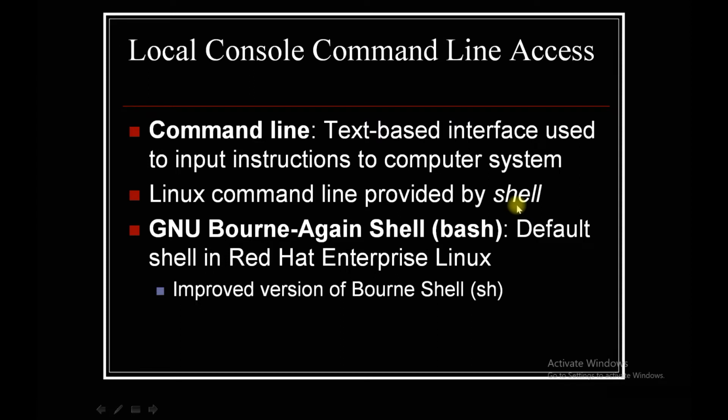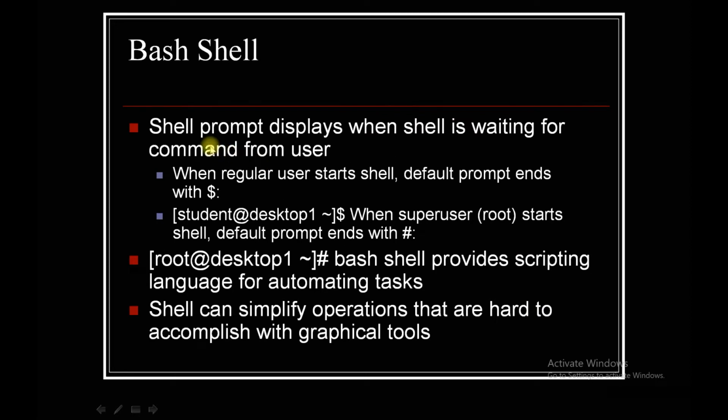The Linux command line is provided by the shell. We have different kinds of shells: the Bourne shell, sh, the normal shell, and some other shells also. Maybe later I will let you know about those. The default shell in the Red Hat operating system is bash shell. Whenever you see the dollar sign, that is related to a normal user, and whenever you see the hash, it is related to the superuser, that means the root user.